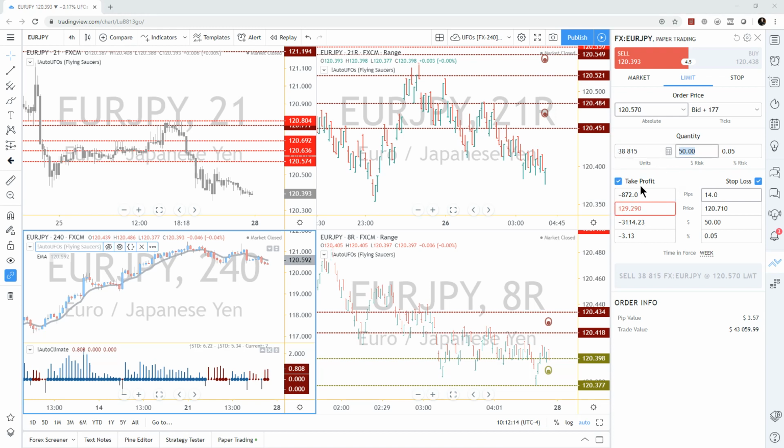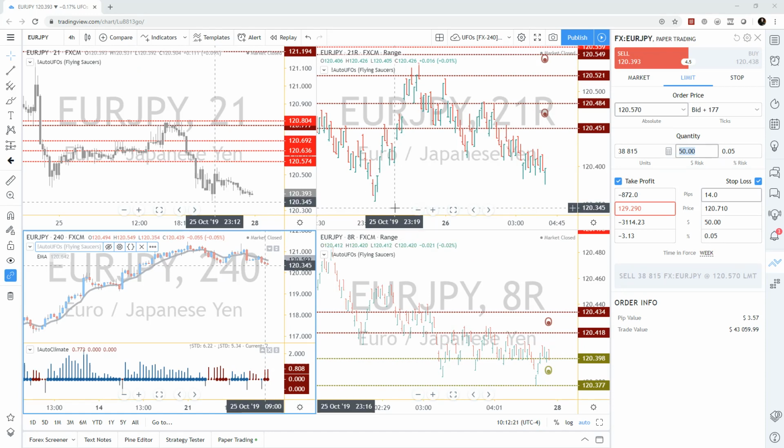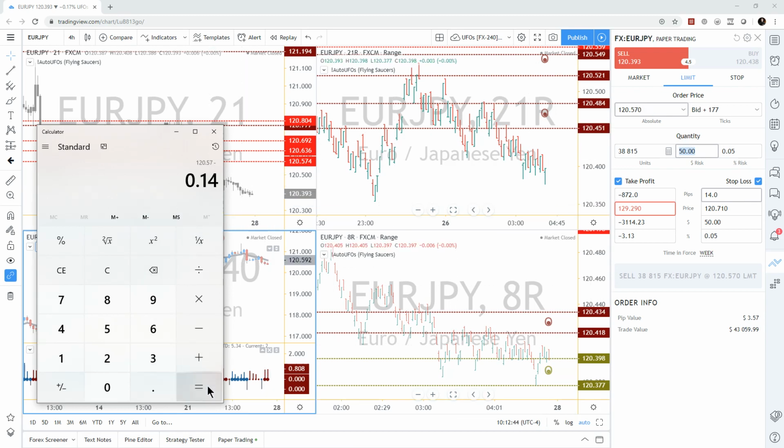So what would the trade plan be? Well, you will need to define the safety target and you will be ready to execute the plan. The safety target would be done, again, using the calculator. You will take 120.57 and project below 14 pips, which is the risk we just calculated, the difference between 120.71 and 120.57, the stop and the entry. If I project 14 pips below 57, which is the entry, that brings the safety target to be 43. So what is the final plan for the trade?